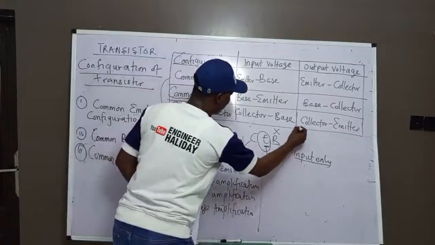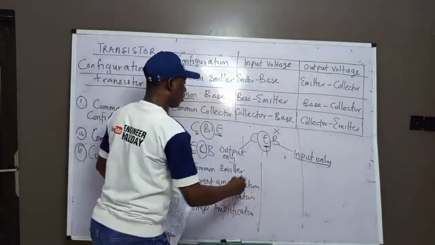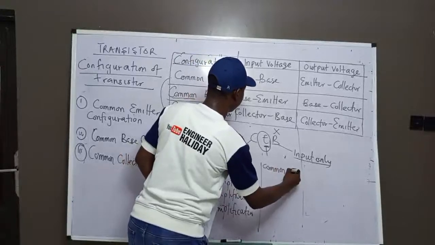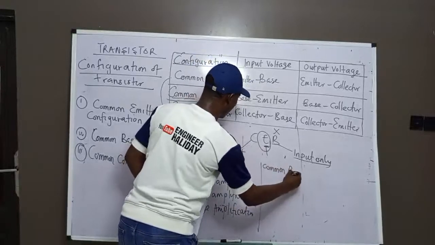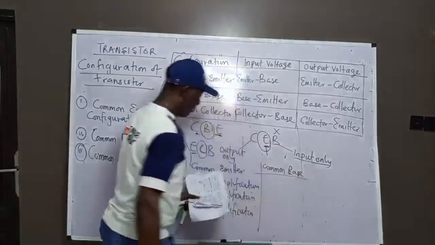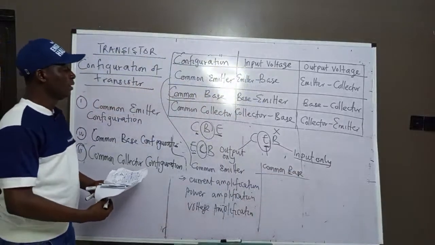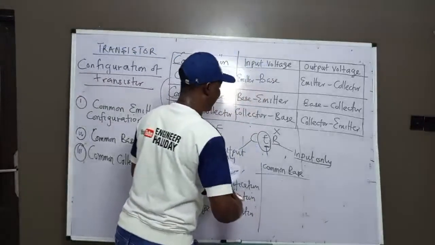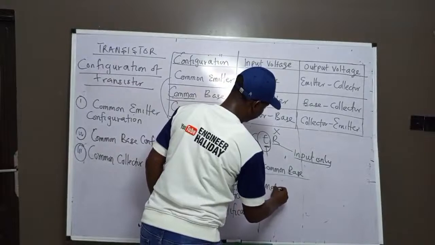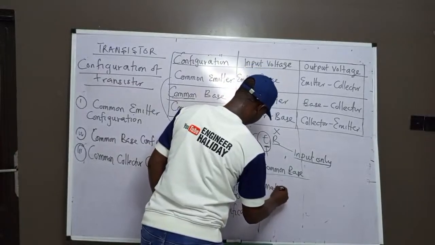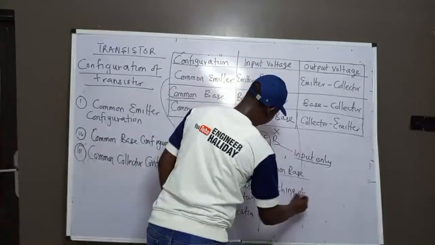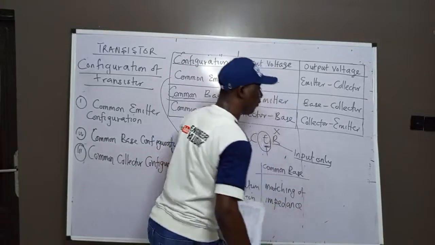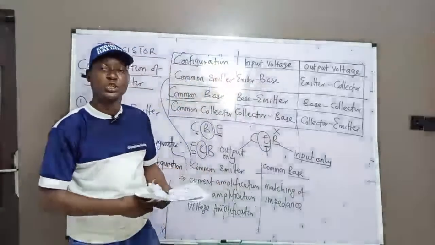The middle one now, the common base configuration, is the next one. We can use it for matching of impedance. Let me explain what we mean by matching of impedance. We can have matching and mismatching of impedance.